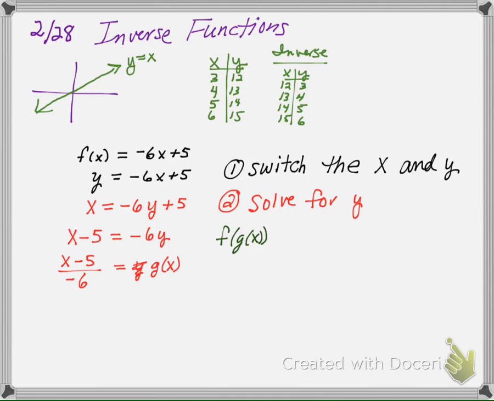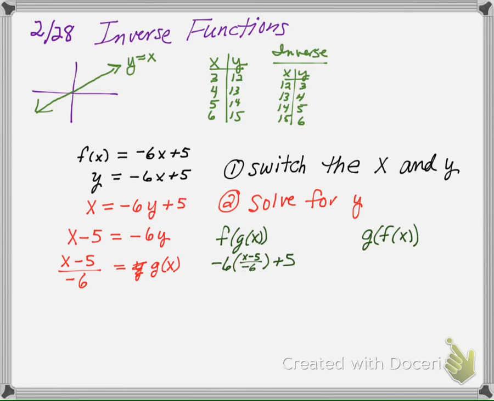This is called verifying, to make sure that it is actually a good inverse. Then we're going to verify using g of f of x as well. All right, what does the f function do? Tell me in words. Negative 6 times what? Something, plus 5. What is the something we're going to use? x minus 5 over what? Negative 6.